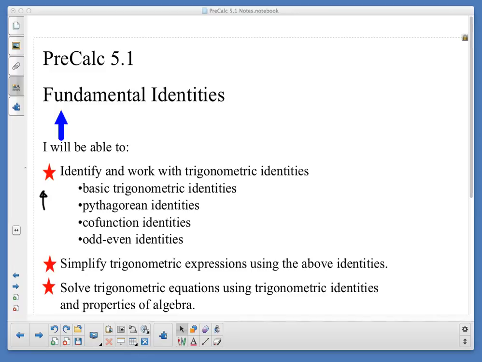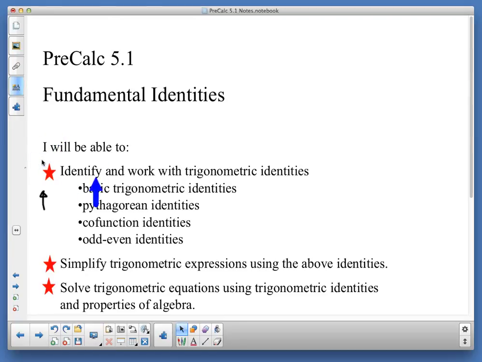We're going to look at PreCalc 5.1 fundamental identities. After this, I will be able to identify and work with trigonometric identities: basic trigonometric identities, Pythagorean identities, co-function identities, odd and even identities. Now remember these. We've talked about co-function, we've talked about odd and even. The Pythagorean theorem we've touched on, and the basic trig identities we kind of covered as well. We're going to look at simplifying trigonometric expressions using the above identities and solve trig equations using trig identities.